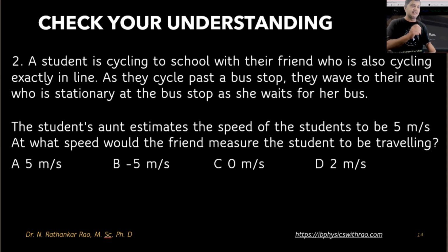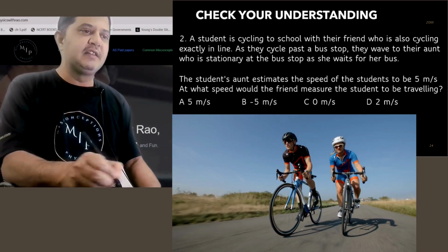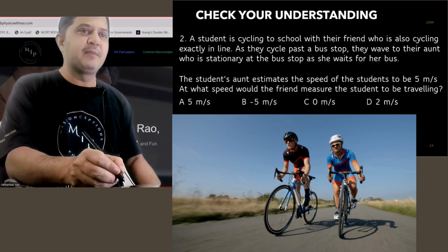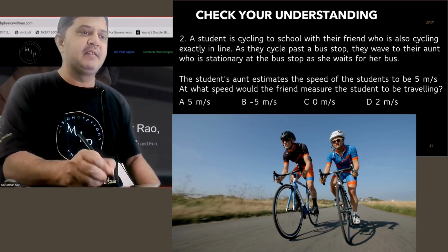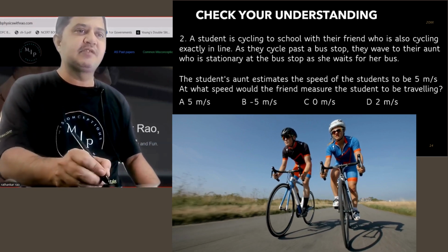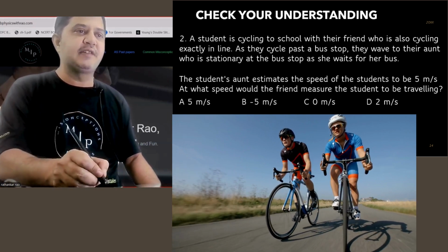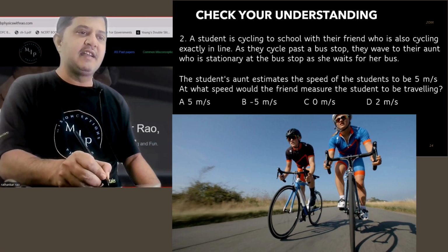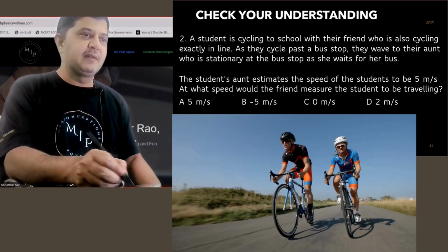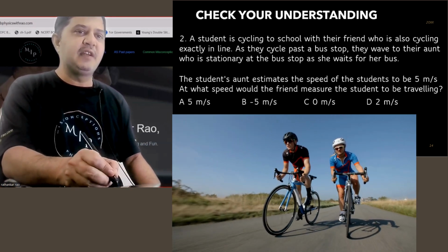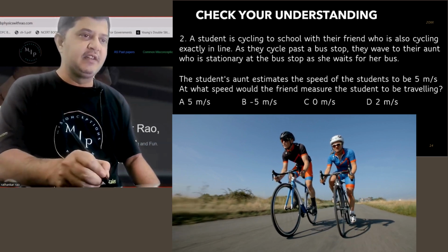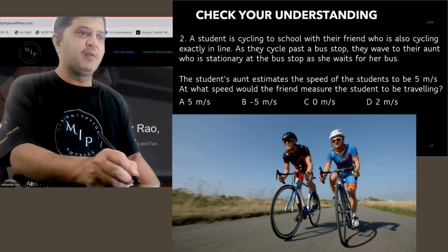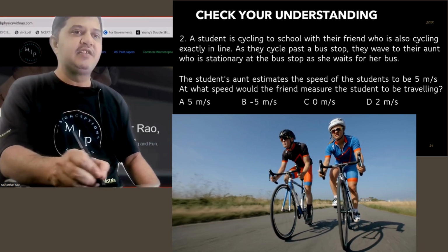So how do you answer this? There's one student here. There's another student over here. And both of them are cycling exactly in the same line. And then as the cycle passes a bus stop, there's a wave to the aunt who is stationary as she waits for a bus. Okay, so her aunt is waiting at this point. The aunt estimates the speed of the students to be 5 meters per second. So she estimates this one to be 5 meters per second. At what speed would the friend measure the student to be traveling?